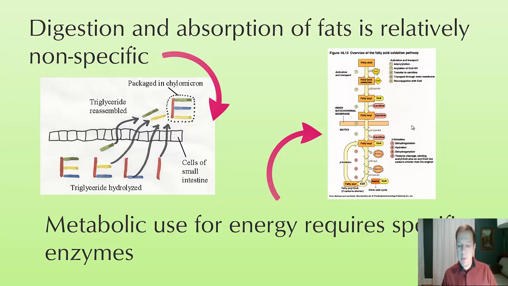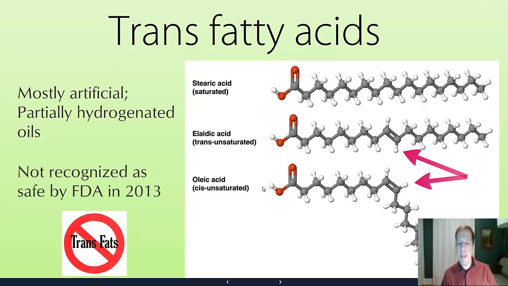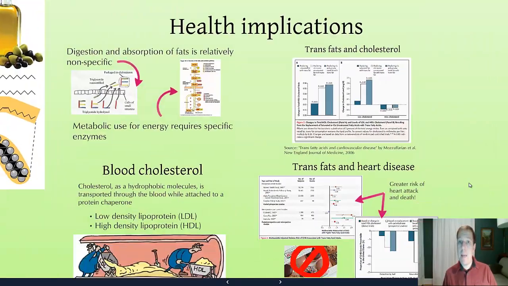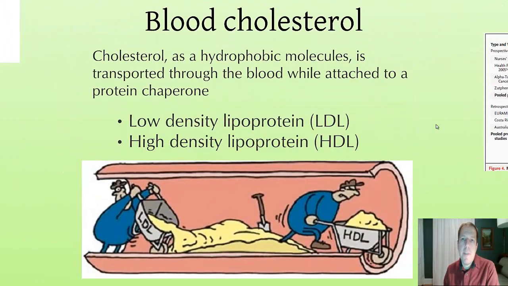Enzymes are going to respond to particular shapes. And so because the shapes of these unnatural trans fatty acids are different, the enzymes responsible are not going to be effective at breaking them down and metabolizing them for energy. In addition to this problem of trans fats not being metabolized, they also have an impact on blood cholesterol.